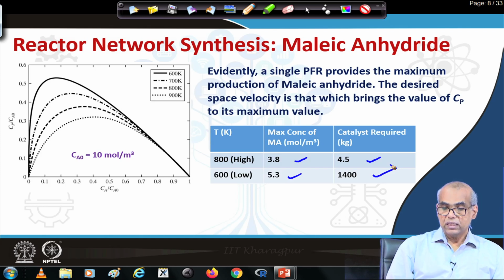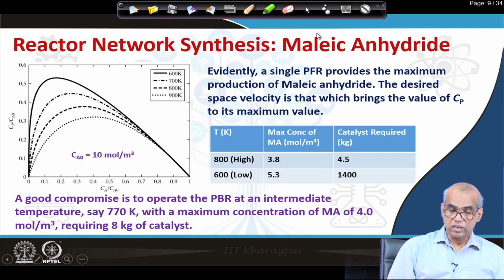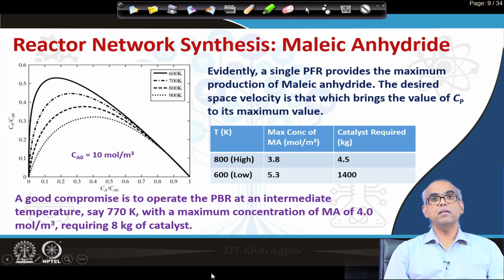So, with increase in temperature, the catalyst required is less, but the maximum concentration of maleic anhydride decreases. So, a compromise is required, and a good compromise is to operate the packed bed reactor at an intermediate temperature, let us say 770 Kelvin, which will correspond to a maximum concentration of maleic anhydride of 4 mole per meter cube, and this will require 8 kg of catalyst.